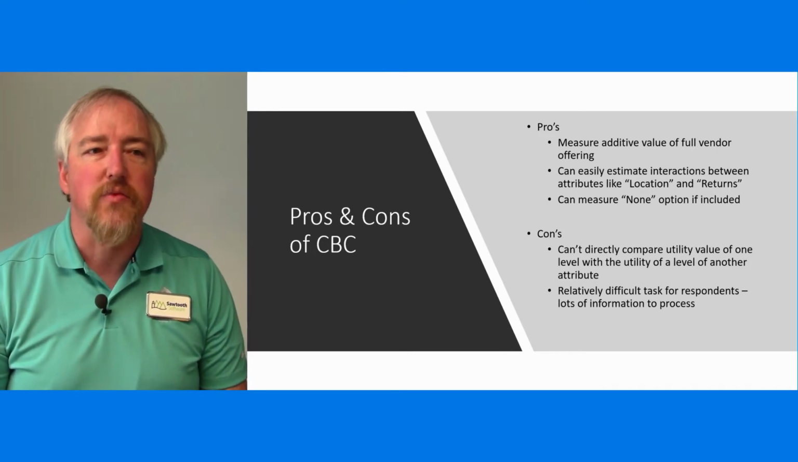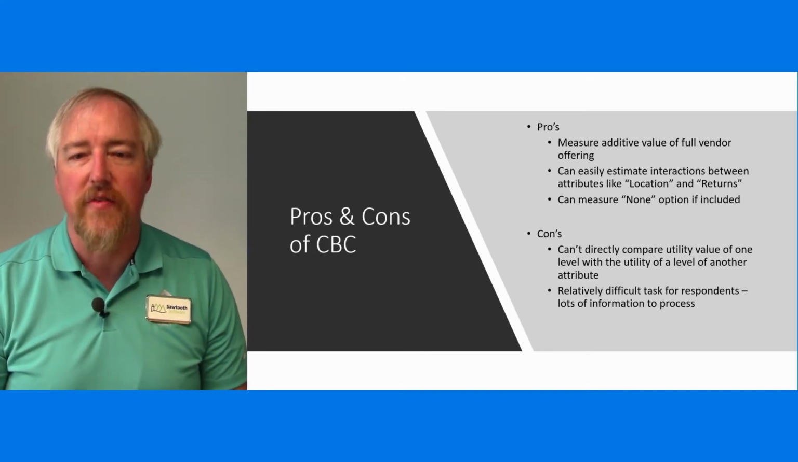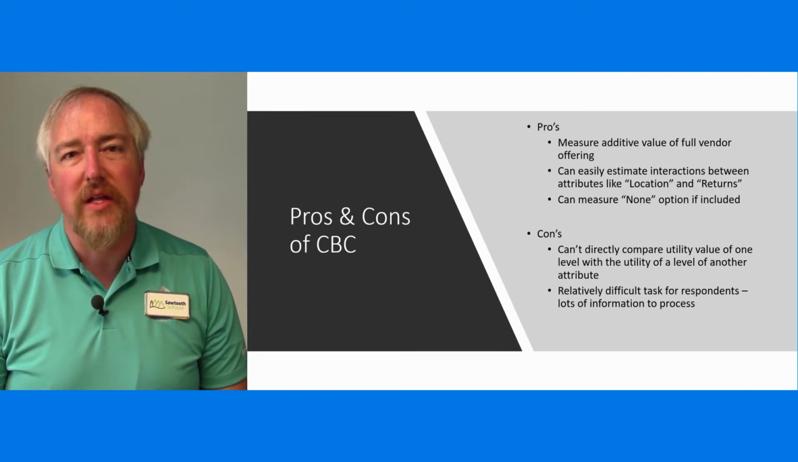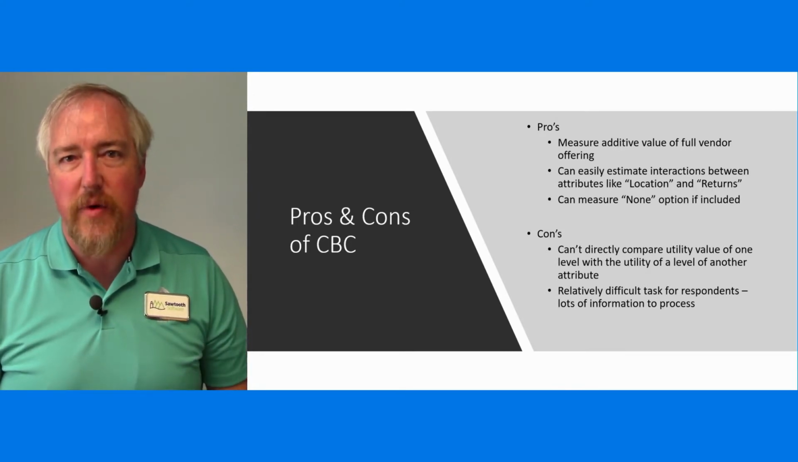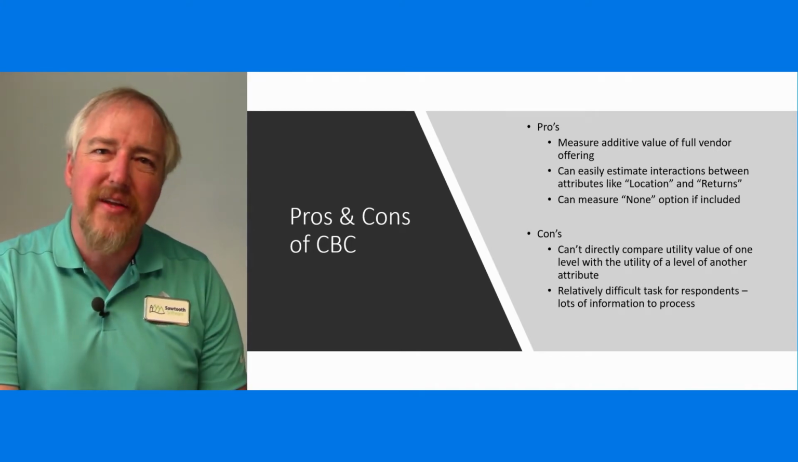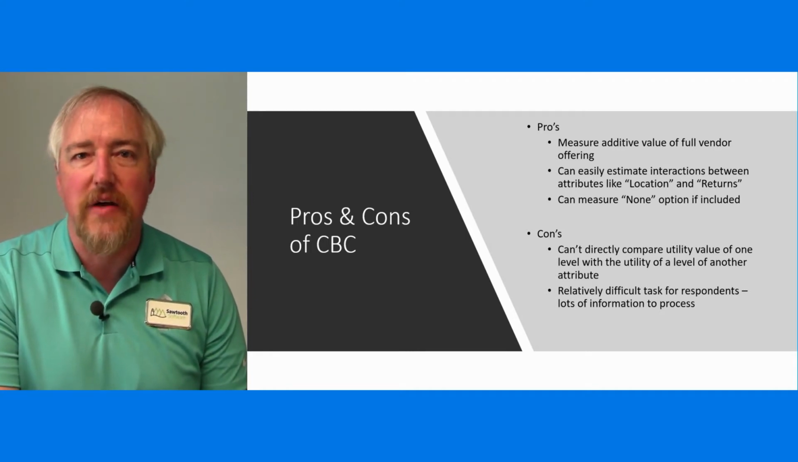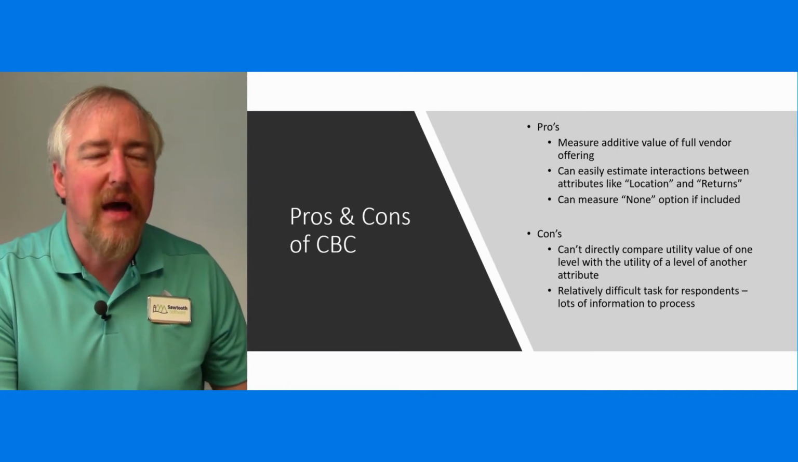But there's a couple cons. One is that we can't directly compare the utility value of one attribute versus the utility value of another attribute. It's also a relatively difficult task for respondents, because they've got to look at all of the information across all of those products. So a couple things we don't like. It's not a terribly difficult task, but it's more difficult than, say, a MaxDiff exercise might be. So let's look at the other alternative we have, which is doing it as a MaxDiff.